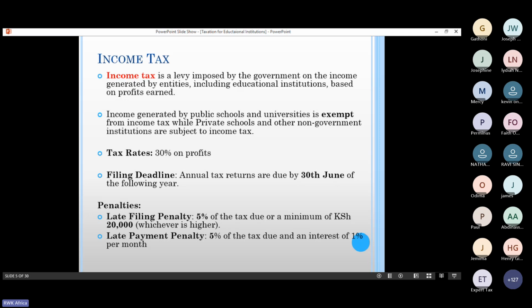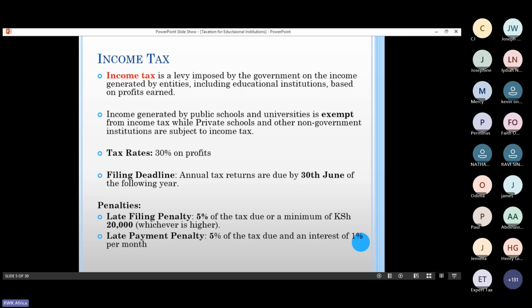So income generated by public schools and universities is exempt from income tax, but for the private schools and any other non-governmental institution, they are subject to income tax. So this tax is only applicable for the private schools and any other institution that is not controlled by the government. It's not a public school or even the university. So if it's a private institution, ensure that at the end of the year, you have engaged an auditor and returns have been filed under the income tax, and you have paid that tax that has resulted from 30% on the profit. So that is the tax rate.